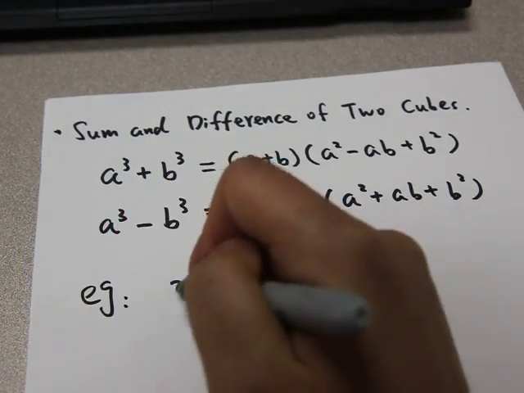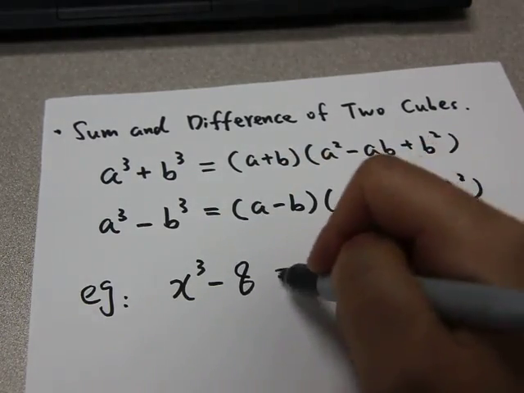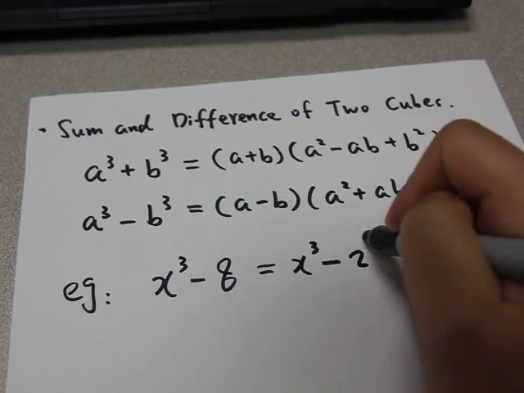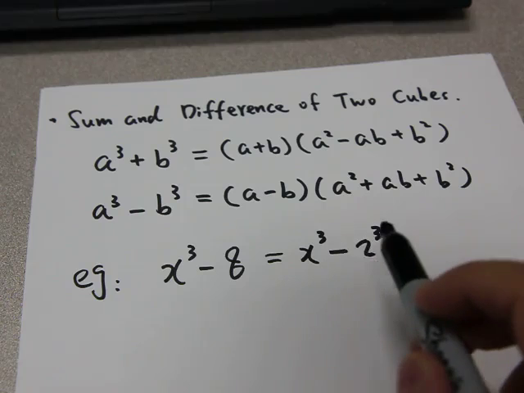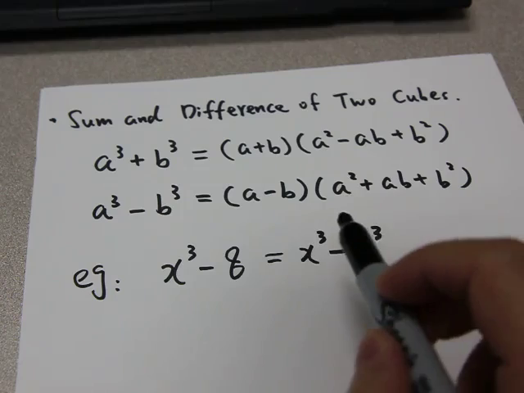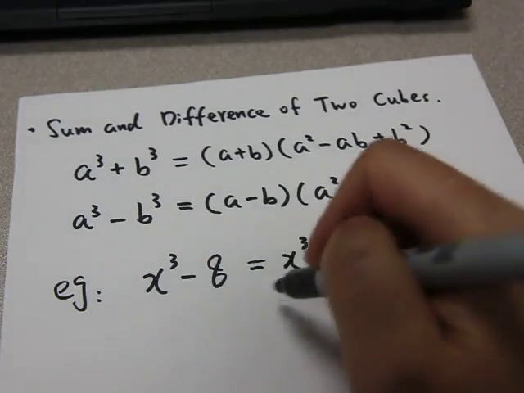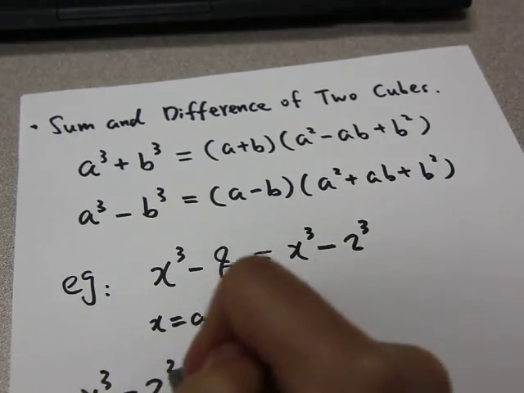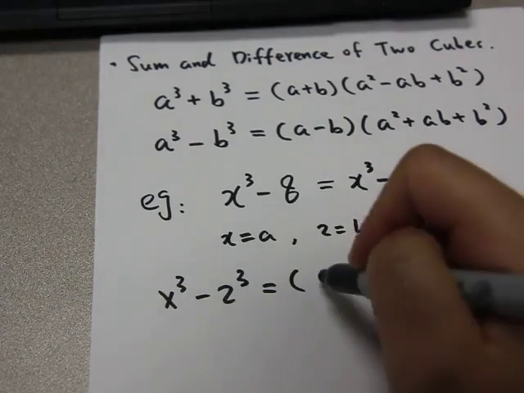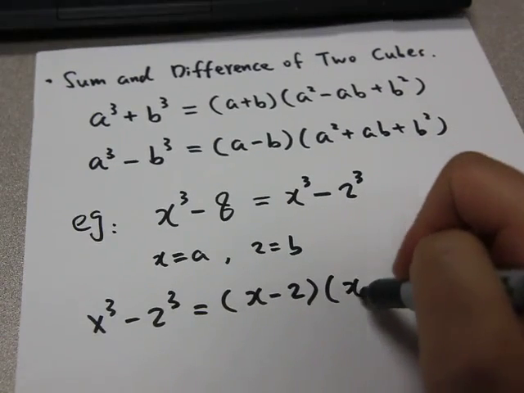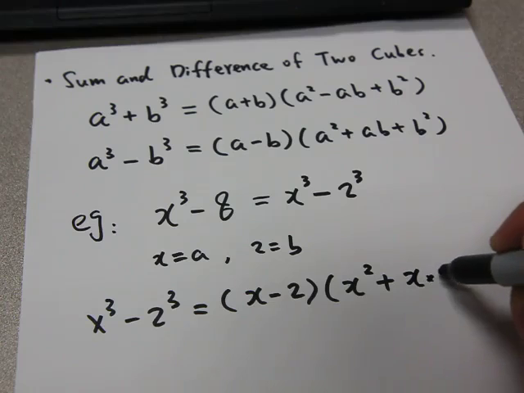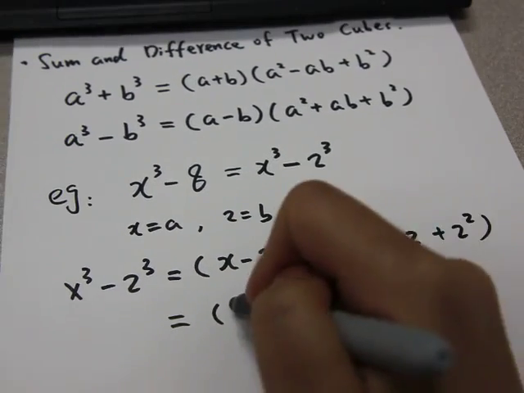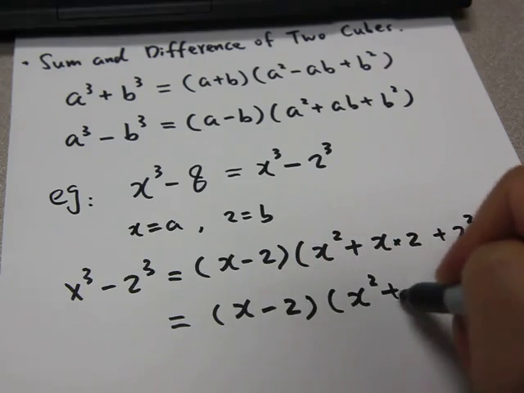So for example, we are given x cubed minus 8. Because 8 is a perfect cube number, this can be written as x cubed minus 2 cubed. Since this is a difference of two cubes, we can factor this polynomial using the second formula. And in this case, x is a in the formula and 2 is b. Therefore, we can factor this into x minus 2 times x squared plus x times 2 plus 2 squared, which is x minus 2 times x squared plus 2x plus 4.